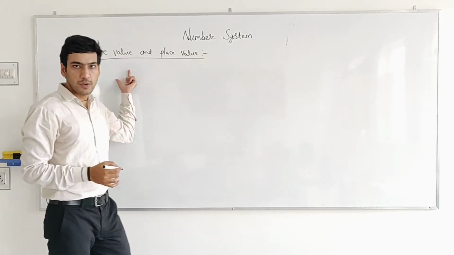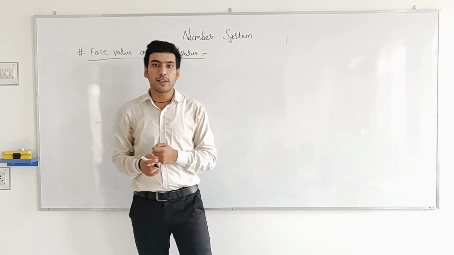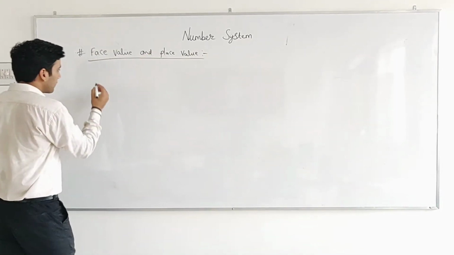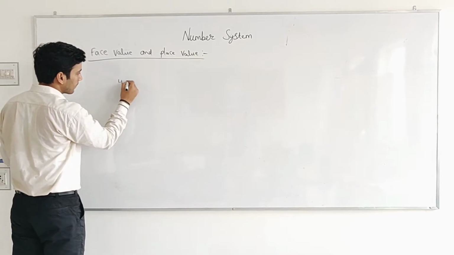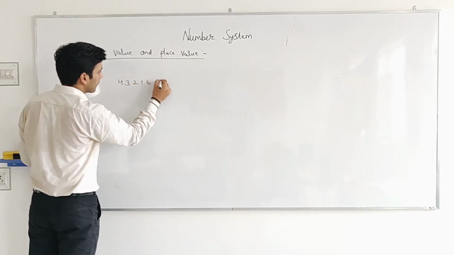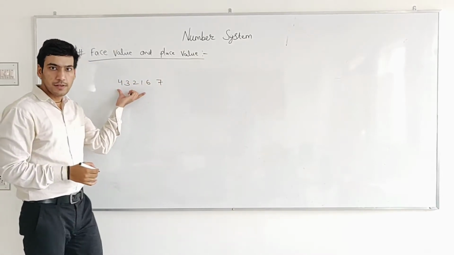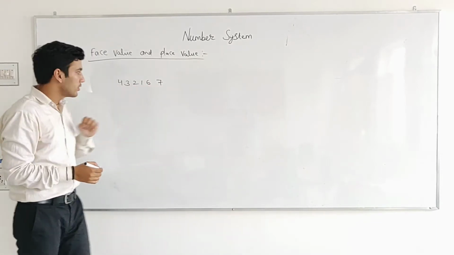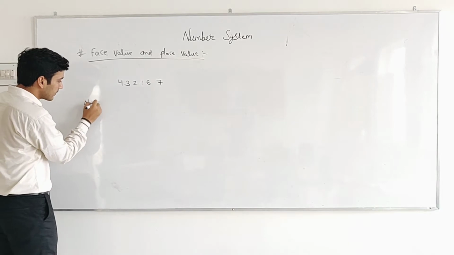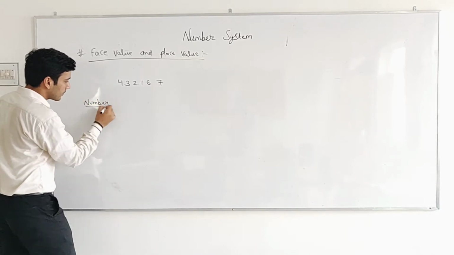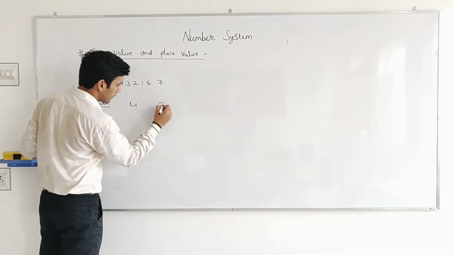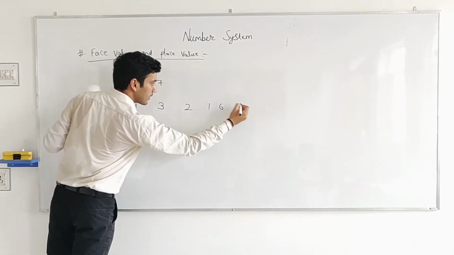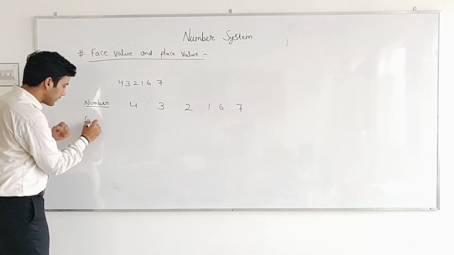First we are going to learn about face value, that is, what is the face value of the digits in a number. If I am writing a number, then in this number, what is the face value of each and every digit? So the number is... and what is the face value?